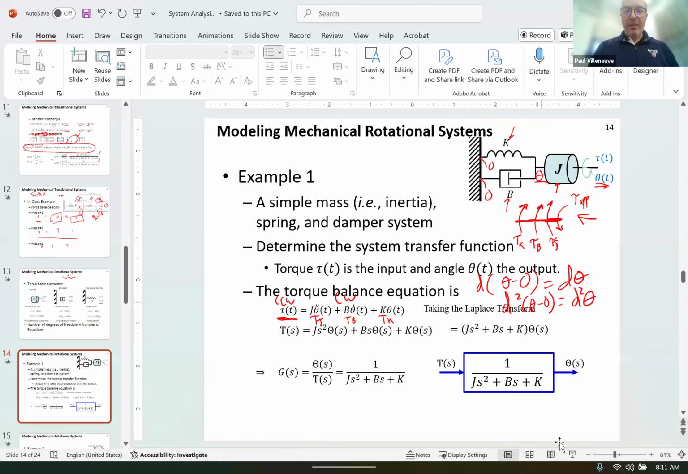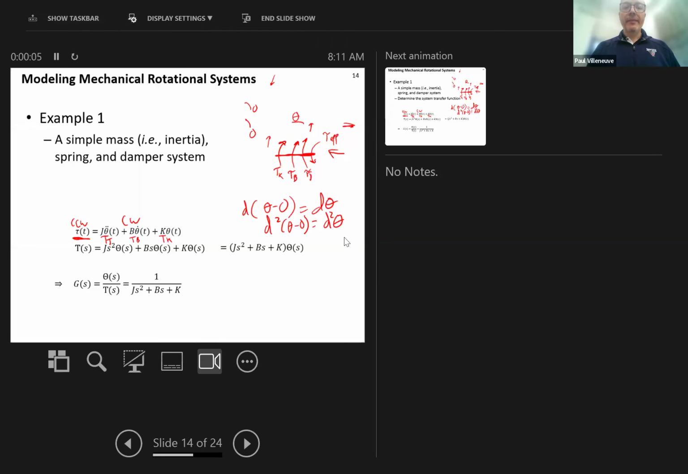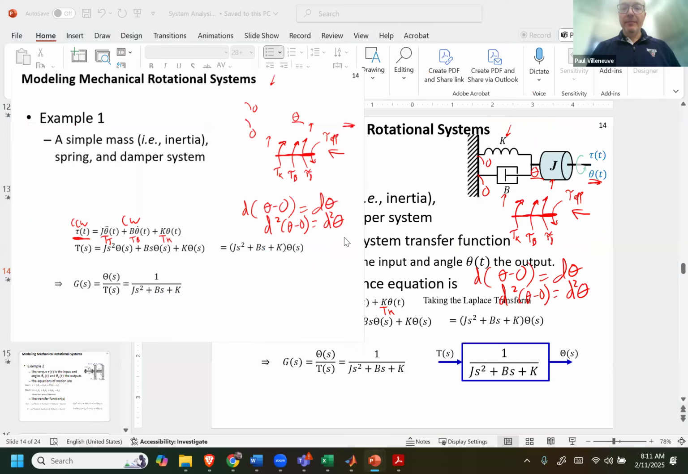Oops, let me just check. I just want to make sure I'm recording. I think I am, but I think I saw the button here. It's really slow. Yeah, it's recording. Okay.